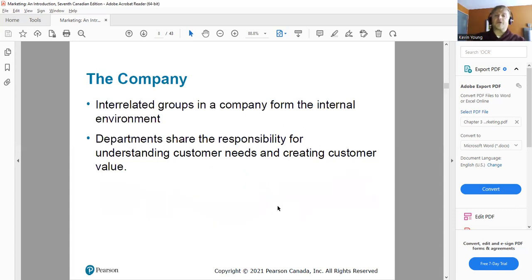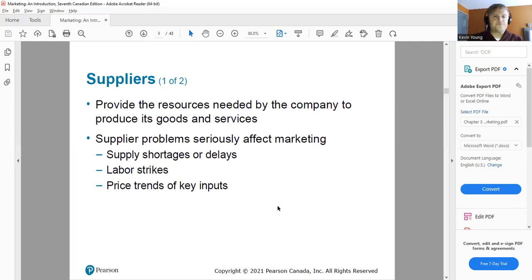The company. So interrelated groups in a company form the internal environment, such as departments. Departments share the responsibility for understanding the customer need and creating customer value. So you might have an advertising department, you might have a marketing department, a communications department, a service department. The list goes on and on and on.